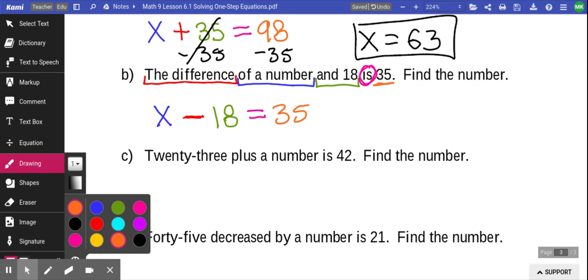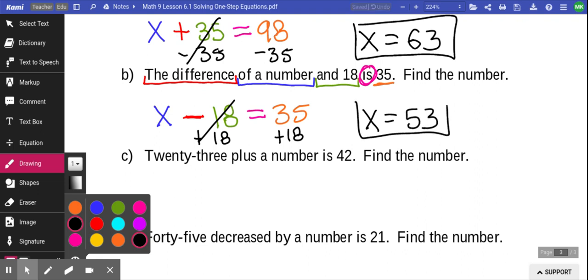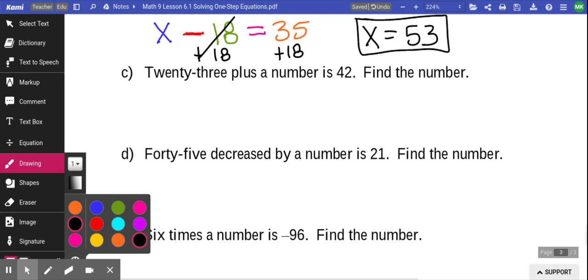Is means equals 35. My goal here is to get 18 to the other side, so I add 18 because that's the opposite of subtract. And I end up getting that x equals 53. Awesome.